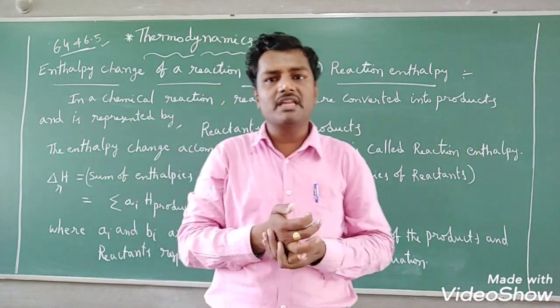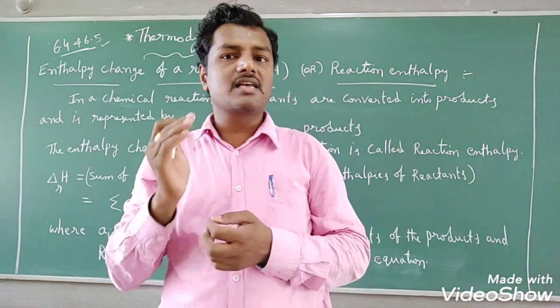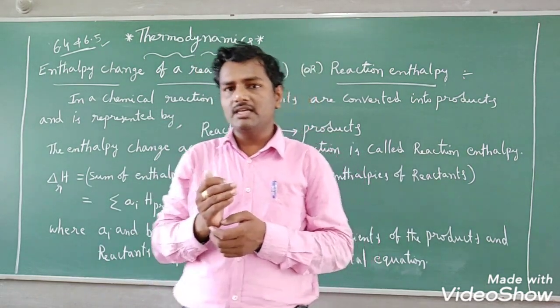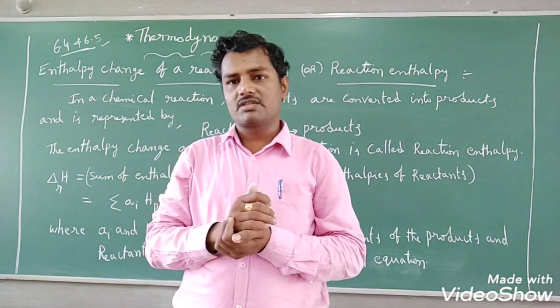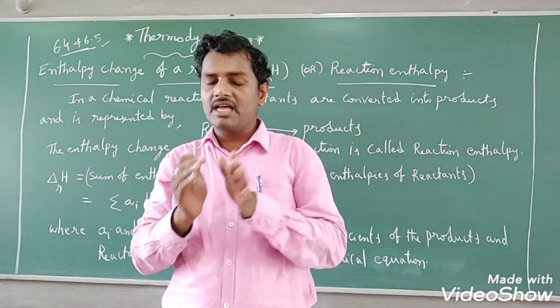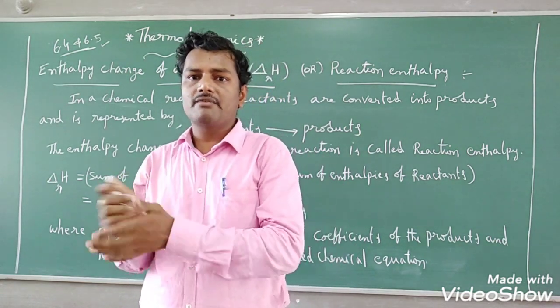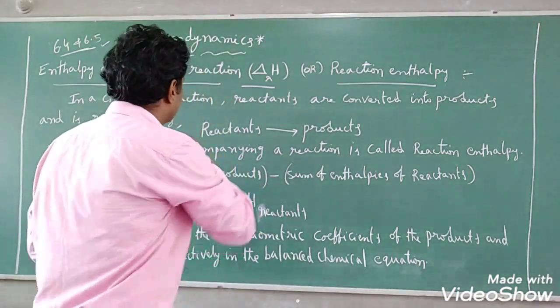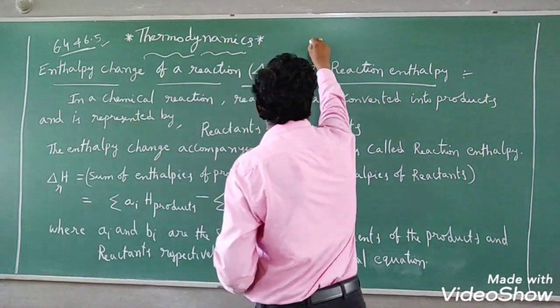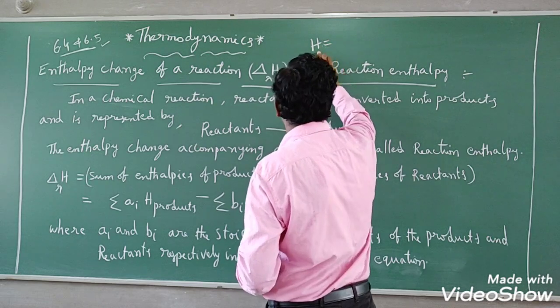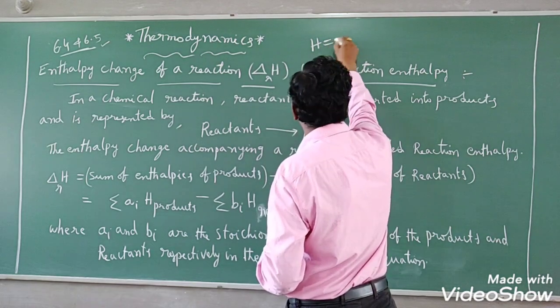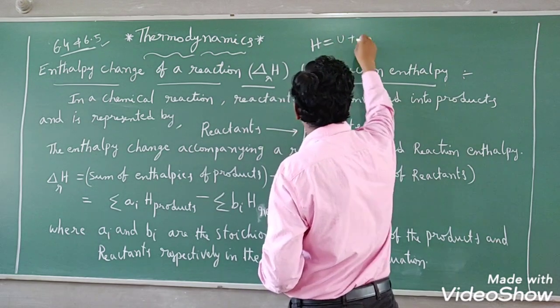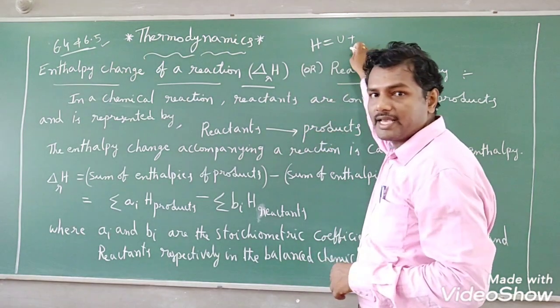First of all, what is the meaning of enthalpy? It is the sum of internal energy and work form of energy of the system, right? It is the sum of internal energy of the system and work form of energy of the system. Already we have discussed this in thermodynamics. So the enthalpy H is equal to what? Internal energy of the system plus work form of the energy, W you can take it.